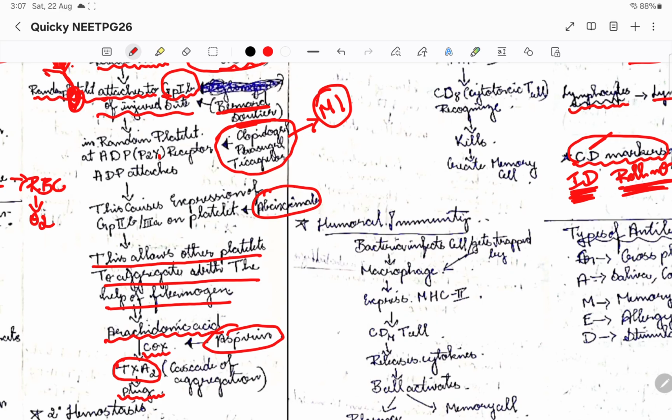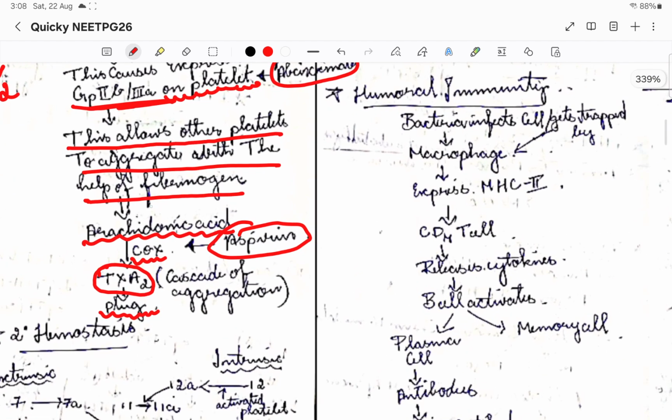Then abciximab is what prevents GP2B from binding the platelets. So the GP2B receptor function will be affected by abciximab. At each level, we are targeting and preventing the coagulation from occurring. This is how we use the drugs.